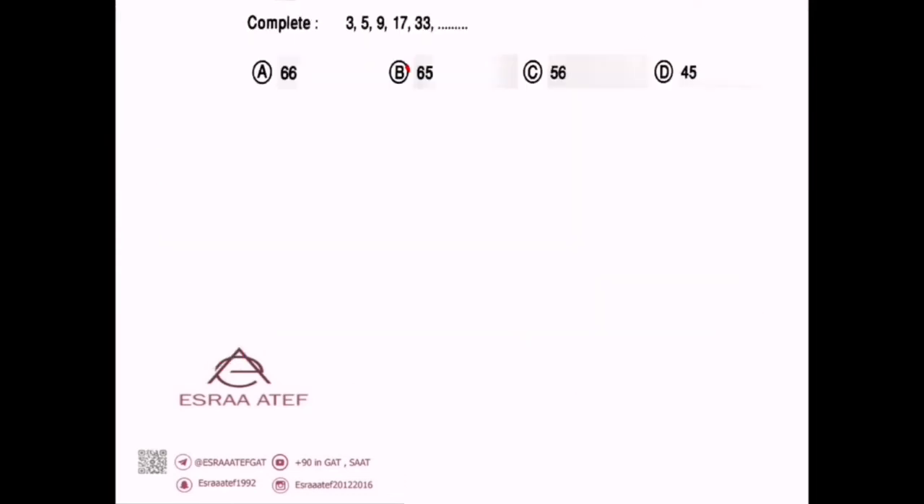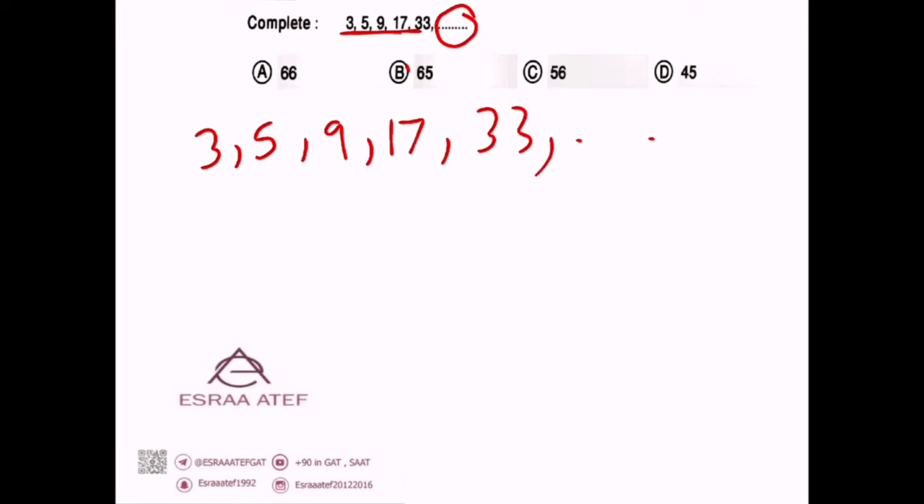Okay, here it's very easy. We have a sequence and we should know the final number. How can we know it? We have 3, and then 5, and then 9, and then 17, and then 33, and then the last one. How can we get it? We can get it by knowing which method we use: multiplying, adding, subtracting, or what.